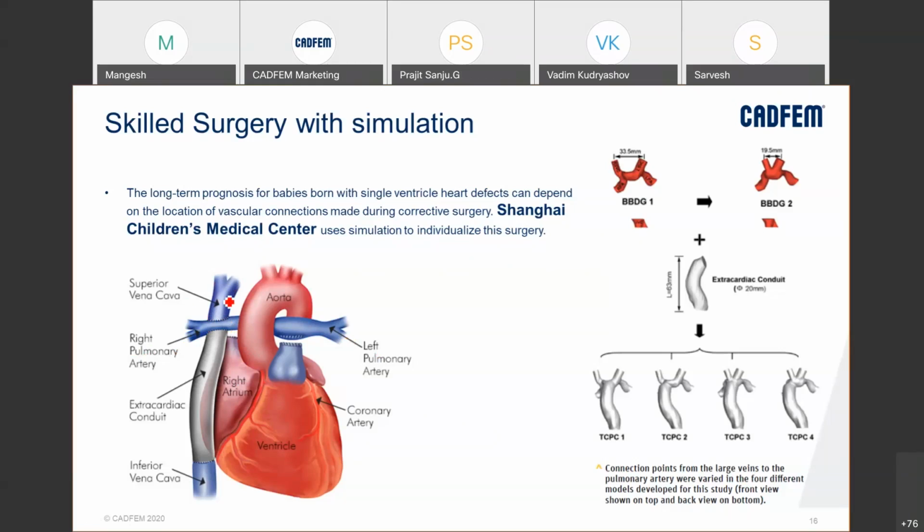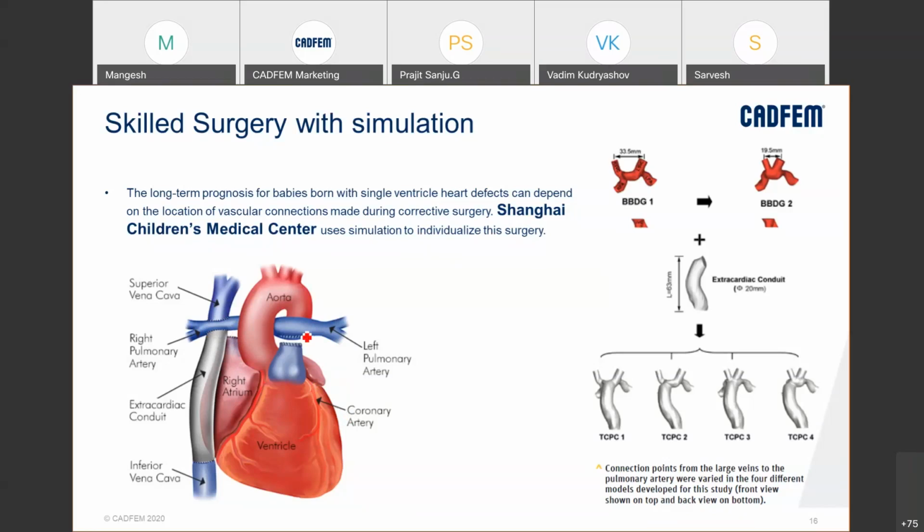You can see this superior vena cava has been removed from the right artery, and then it has been directed or connected to this pulmonary artery. So this surgery has been performed to bypass the flow, avoiding the flow going into the heart and then getting pumped to the lungs, to avoid the load coming onto the single ventricle.